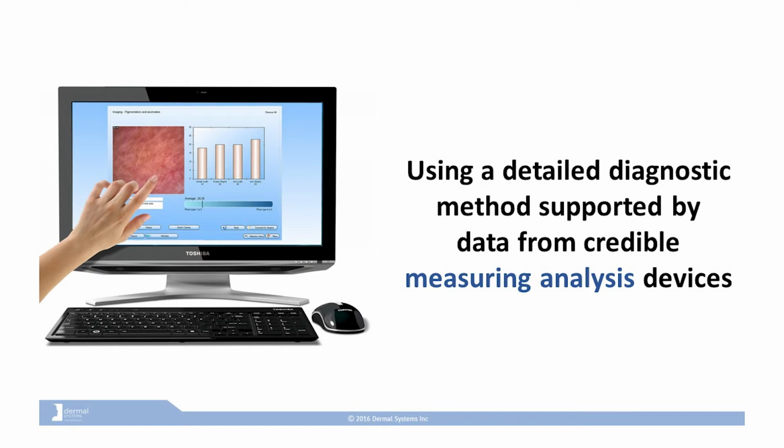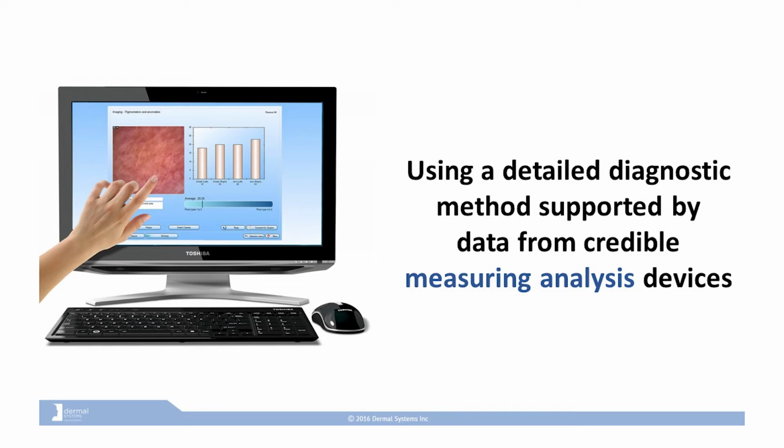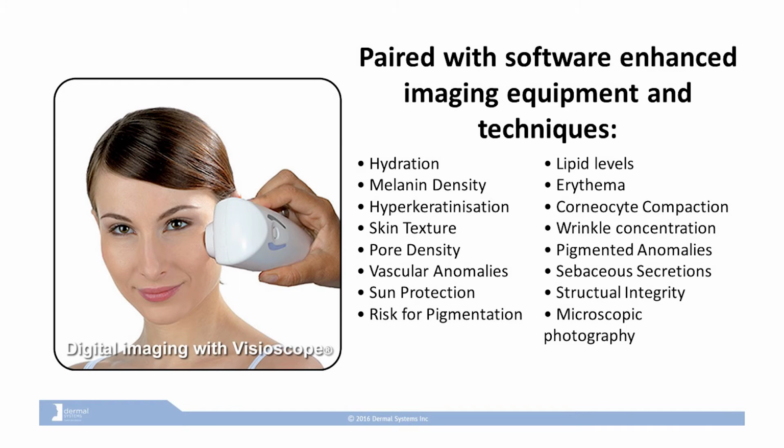A detailed diagnostic method supported by data from credible measuring analysis devices will further assist in the analysis of the skin by gathering skin's physiology measurements. Measurements of the four primary parameters of skin are lipids, hydration, erythema, and melanin density or phototype, which quantifies majority skin type and basic prevailing skin conditions, helping to determine skin health and risk factors for pigmentation. Higher-end devices can be paired with software-enhanced imaging equipment and techniques. This allows us to further explore skin diagnostic parameters like the ones you see here.